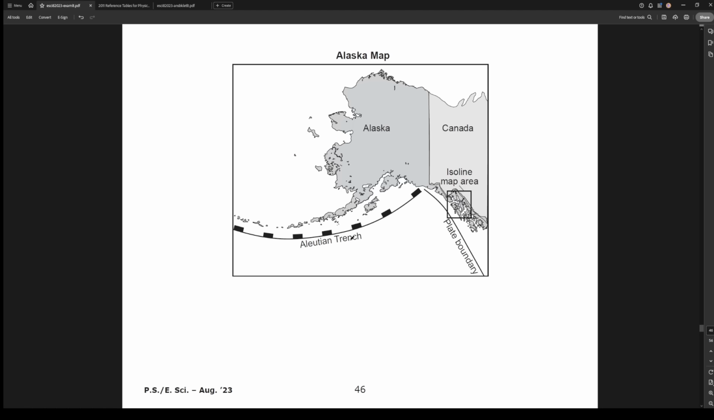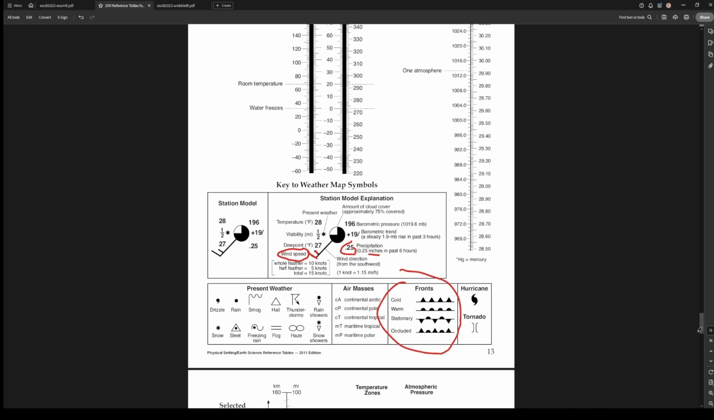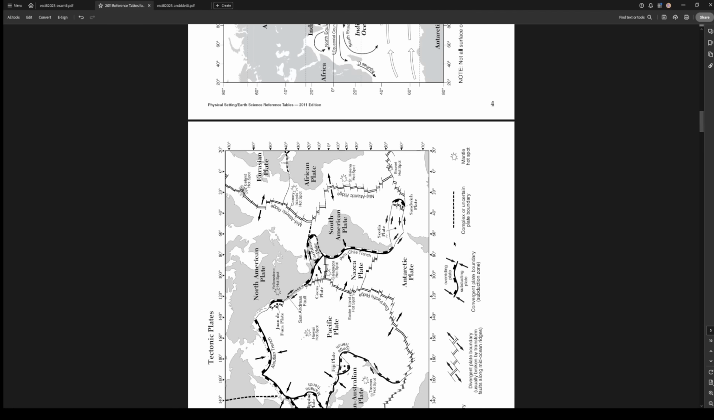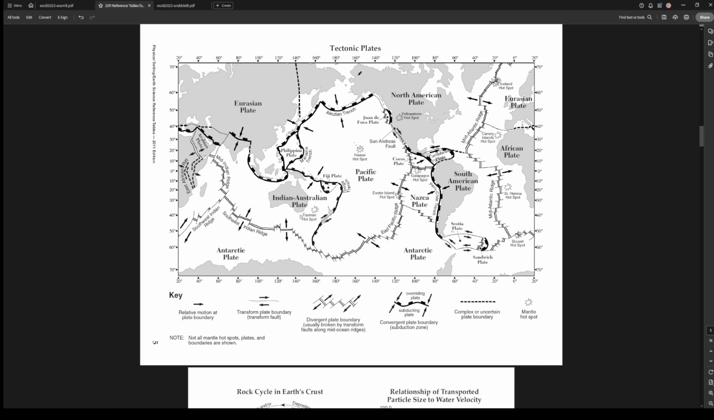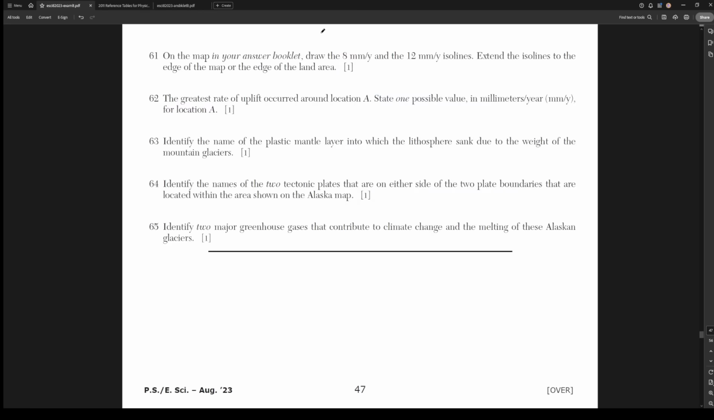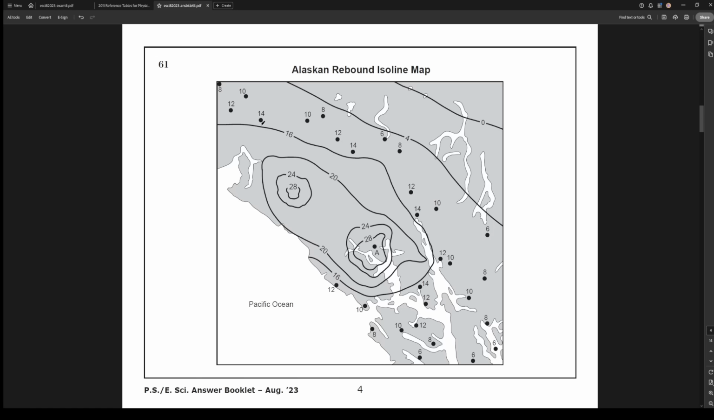Okay. We got this. Okay, so, you know, based on this already, I probably know that I'm going to have to go here. So guess. We're here. This is where that picture is, up there. Okay, let's see what's going on here. Draw the 8 millimeter per year and 12 millimeter per year isolines. Okay. Gladly. 8 and 12.